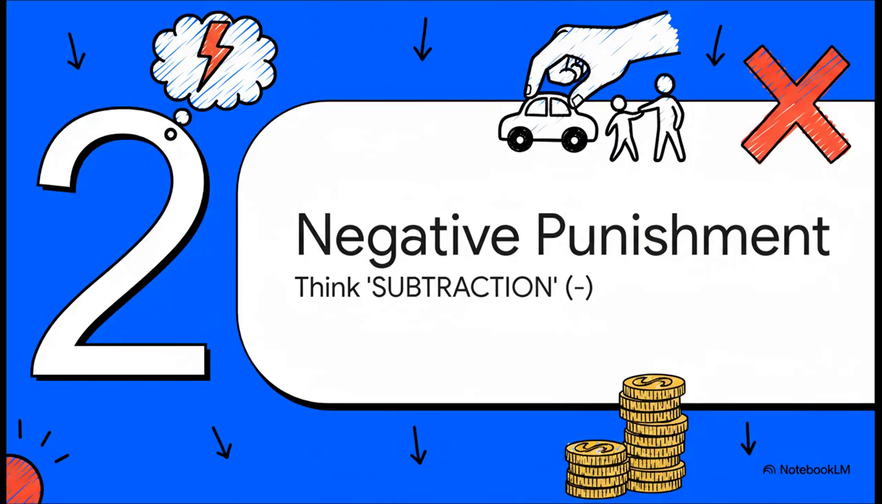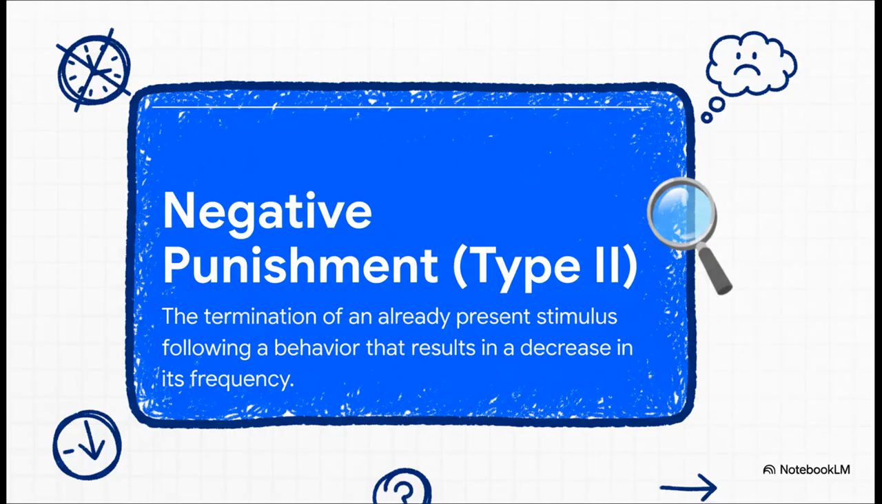All right, let's move on to path number 2, which flows perfectly from the first. Let's talk about negative punishment. And if you've been following along, you already know where this is going, right? If positive meant addition, then negative has to mean subtraction. Think minus sign. We are taking something away. The technical definition says it all.